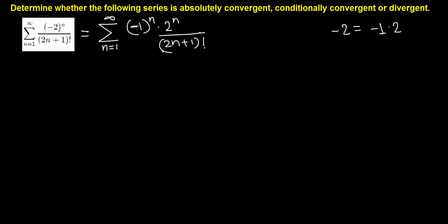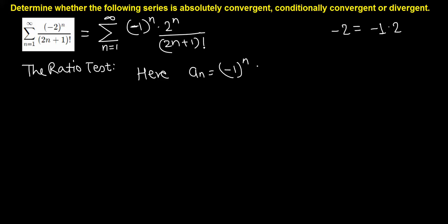Since this series has the factorial (2n+1)!, we want to use the ratio test. We want to find a_n, which means the generic term, whatever we have after the sigma sign. So a_n is (-1)^n 2^n over (2n+1)!. Then we can find the next term a_(n+1), which is needed for the ratio test.